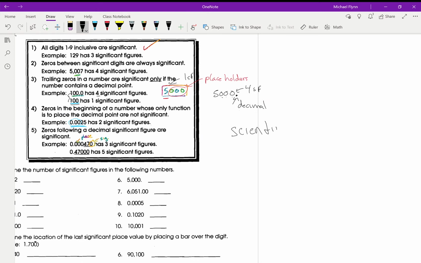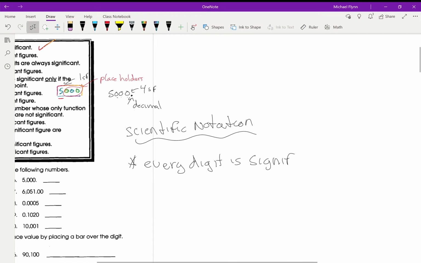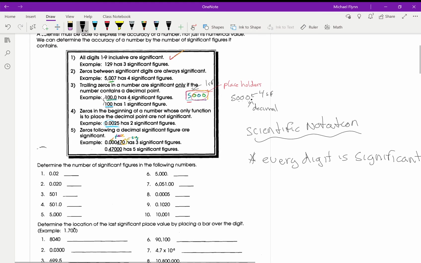Scientific notation, which we covered before. In scientific notation, every digit is always significant. I don't know if it comes up in the assignment, but in fact, that's why we write numbers in scientific notation, just to make it simple for everybody. So all the zeros, whatever the zeros are, they count. That's it. Scientific notation, every digit is significant, if you put it in proper scientific notation, that is.